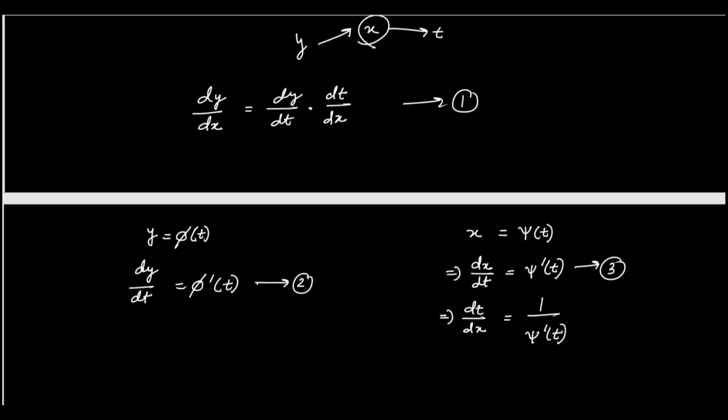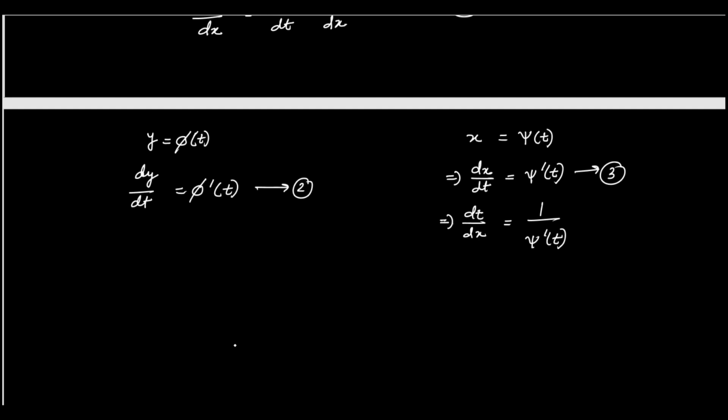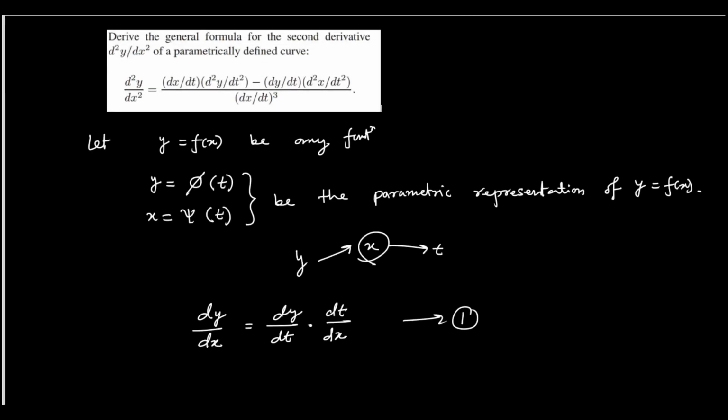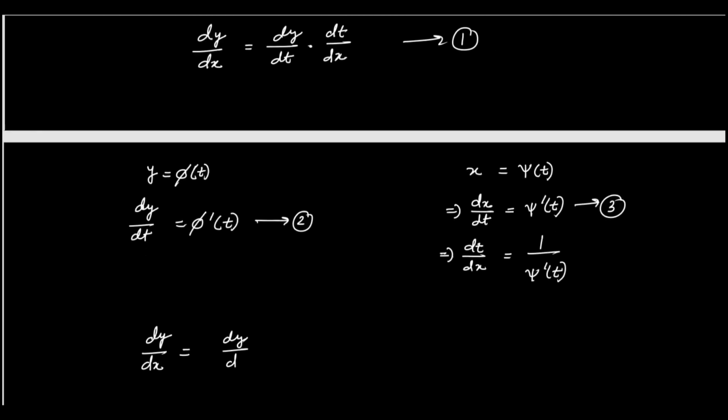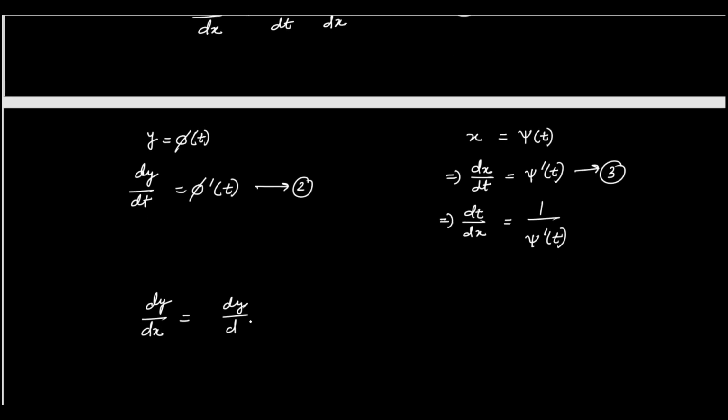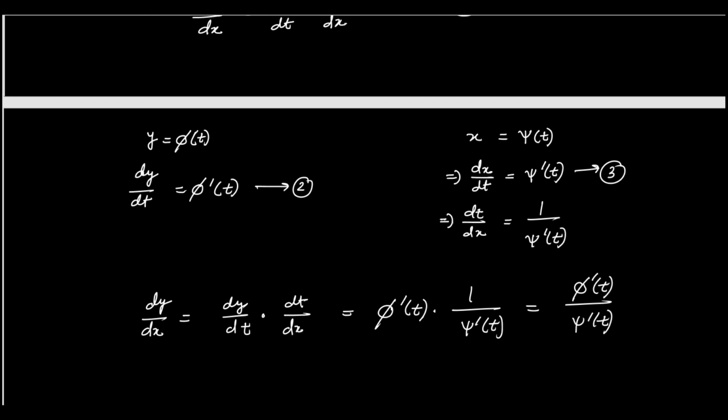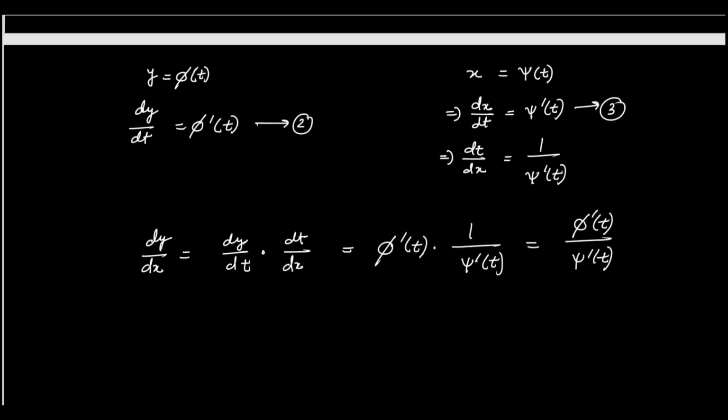Now let's move on to the next part. So you have to find dy over dx, that is dy dt times, sorry, not d, it is dt, dy dt into dt dx. So dy dt is phi dash of t divided by 1 by psi dash of t, that is phi dash of t by psi dash of t. Now we need to find the second order derivative of dy dx.